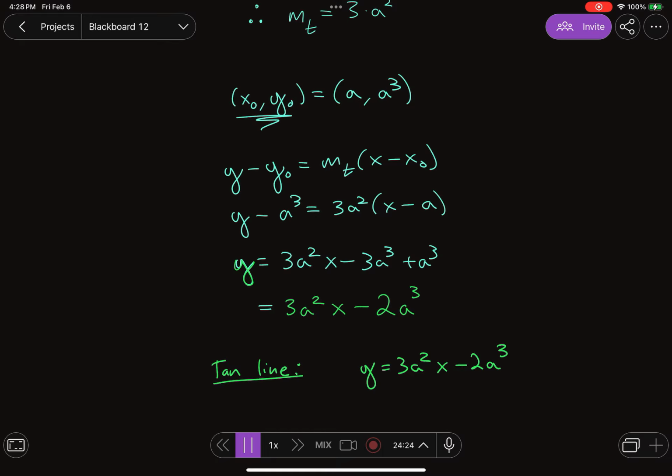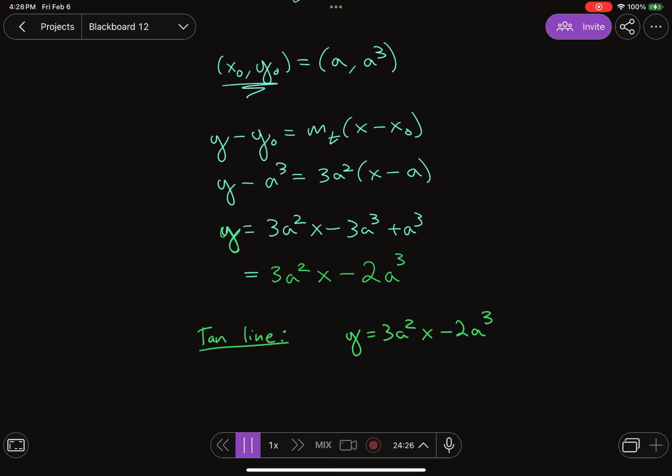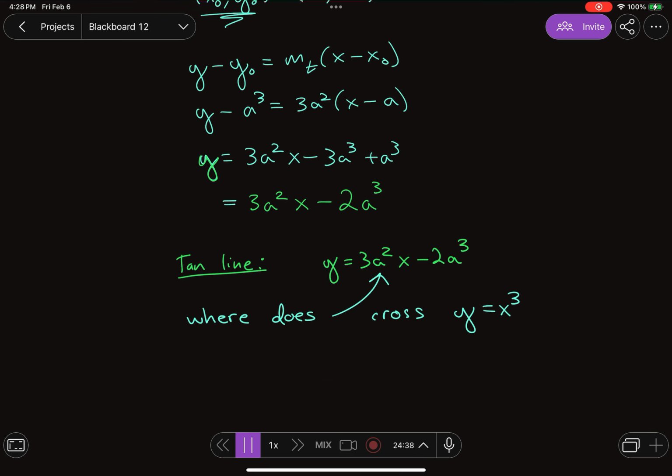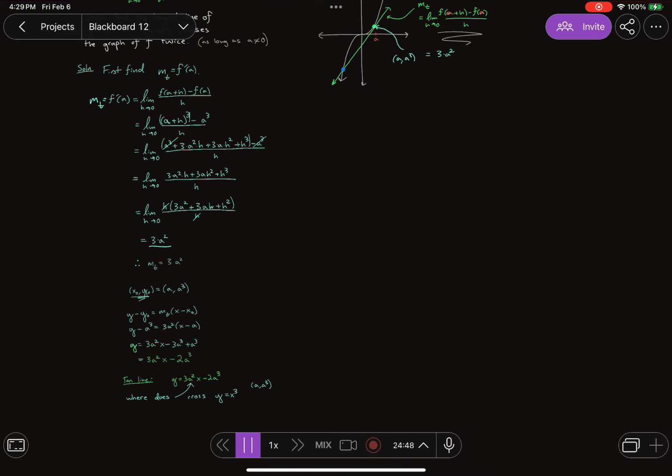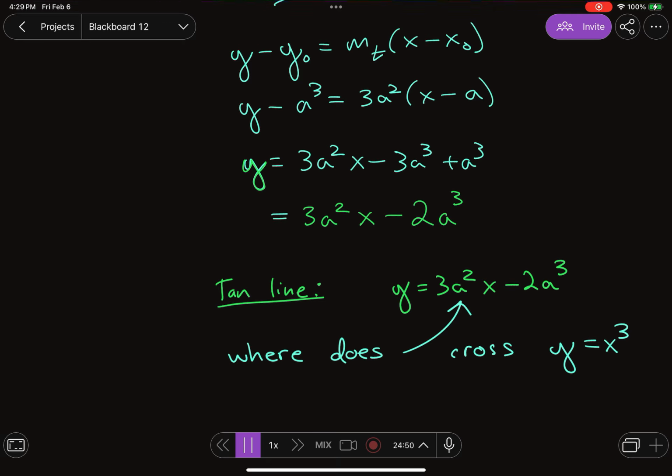Now, we are wondering, where does this cross y equals x cubed? Well, that's easy enough. We know they both have at least one point in common, and that is the point a comma a cubed, but we want to know what other point they have in common. And that's going to be the blue one in that picture here. So this is just basic algebra at this point.